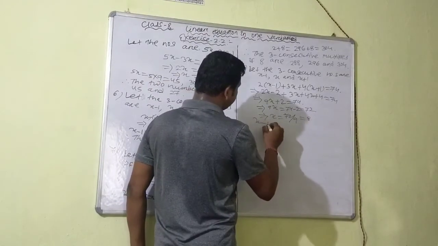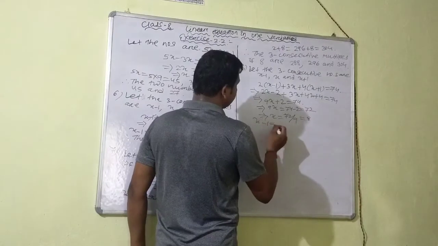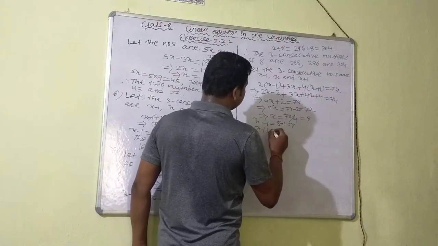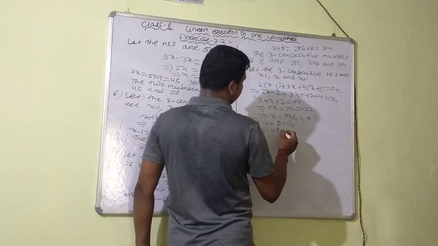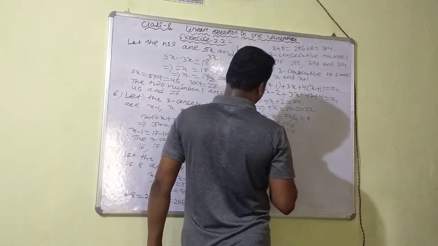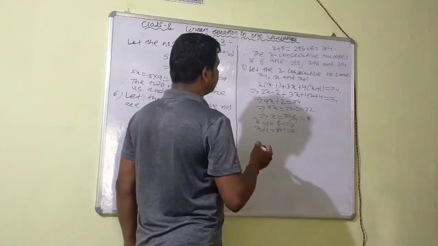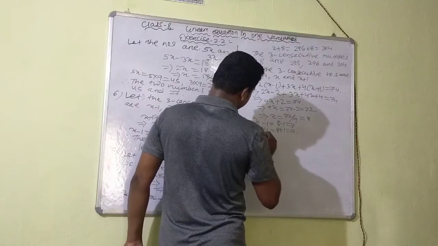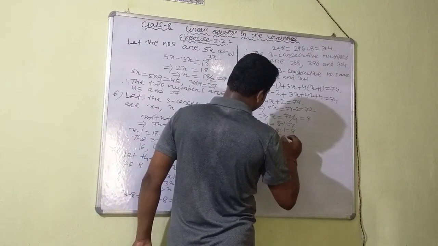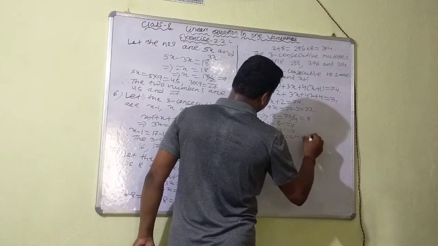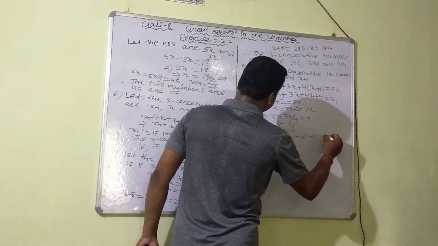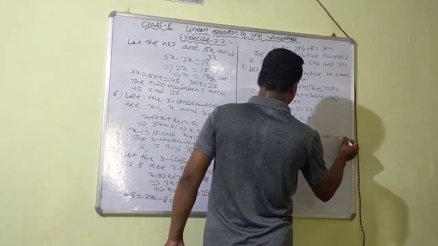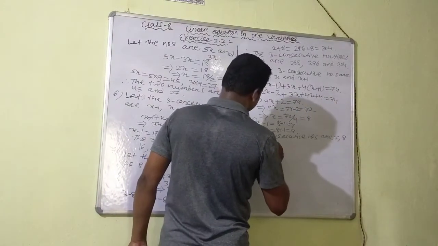Then x minus 1 is the other number, that is 8 minus 1, which is 7. x plus 1 is 8 plus 1, which is 9. We write down the conclusion that the three consecutive numbers are 7, 8 and 9.